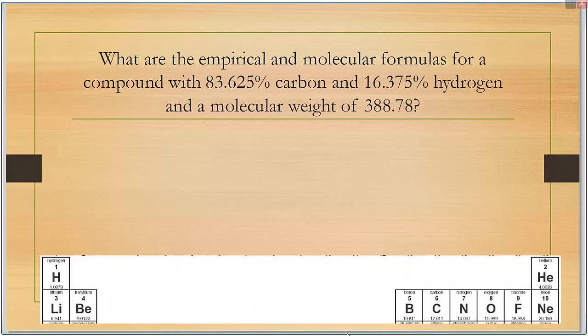We're going to do one last one just to make sure that we're all on the same page. Where the empirical formula and the molecular formula, if you're given the percent composition and the molecular weight. Percent composition to empirical formula. We have to do that first. So 83.625 grams of carbon and 16.375 grams of hydrogen.